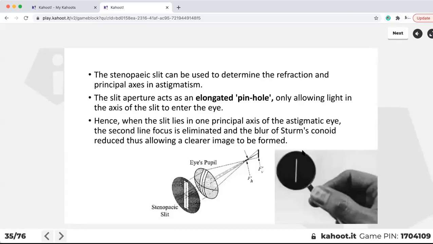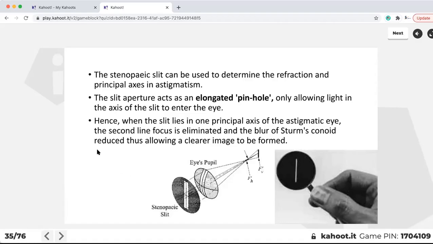So this is the stenopic slit. It is used for determination of the principal axis and the refractive power of the eye. As I told you, it acts as an elongated pinhole. This is very important. It allows only the light of a certain axis to enter the eye. Hence, when the slit lies in the principal axis of the astigmatic eye, the second line focus is eliminated, and the blur of the conoid of Sturm is reduced, so that the patient can appreciate a clear image, and we can measure the visual acuity with this.